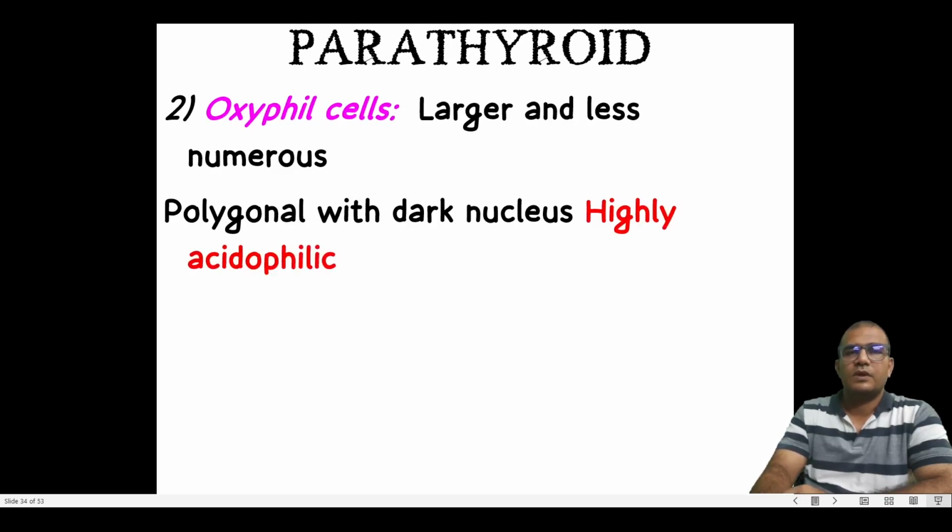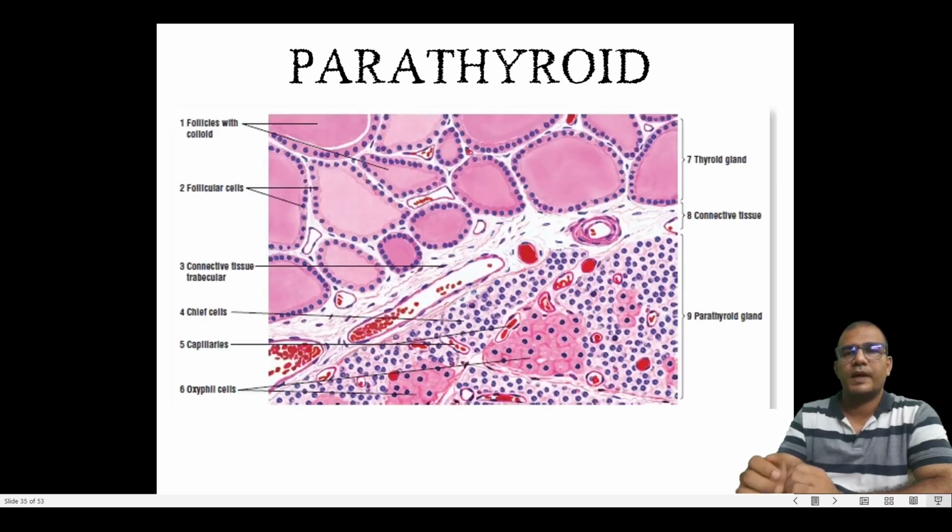Another type of cells are the oxyphil cells. These are large and less numerous, and their function is not known. These are cells with highly acidophilic cytoplasm, that means dark pink colored cells. So this is the diagram of the parathyroid gland you have to show. In the parathyroid gland, there are some follicles of thyroid. They have been shown because the parathyroid gland itself is embedded in the posterior aspect of the thyroid gland. So in the diagram, they have shown both thyroid as well as parathyroid.